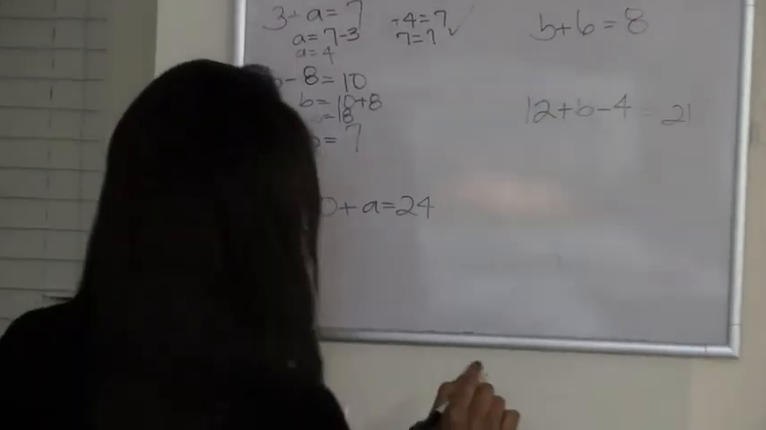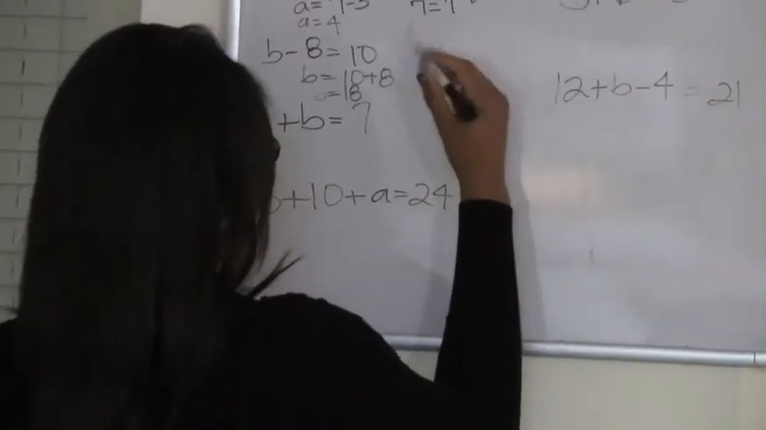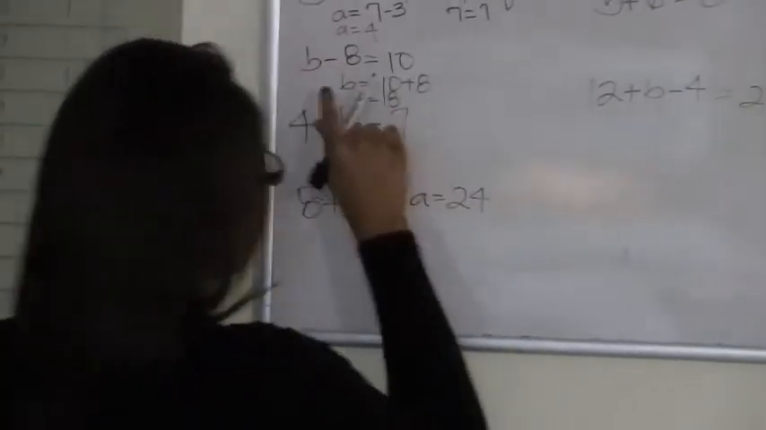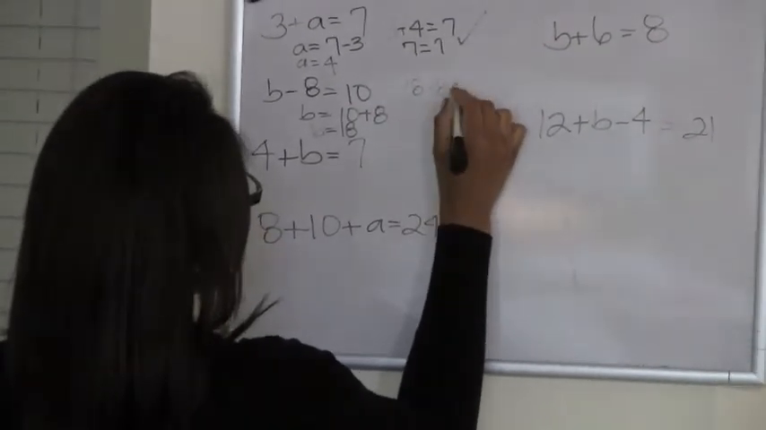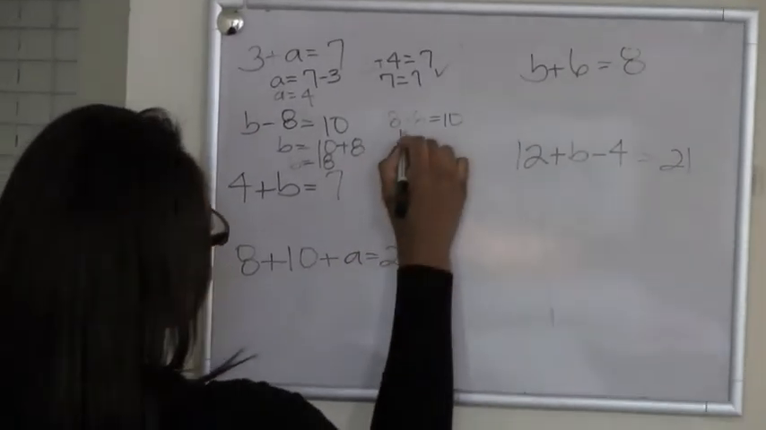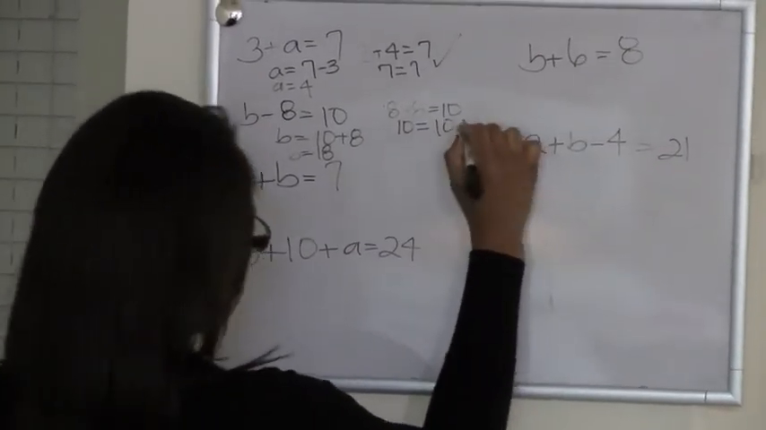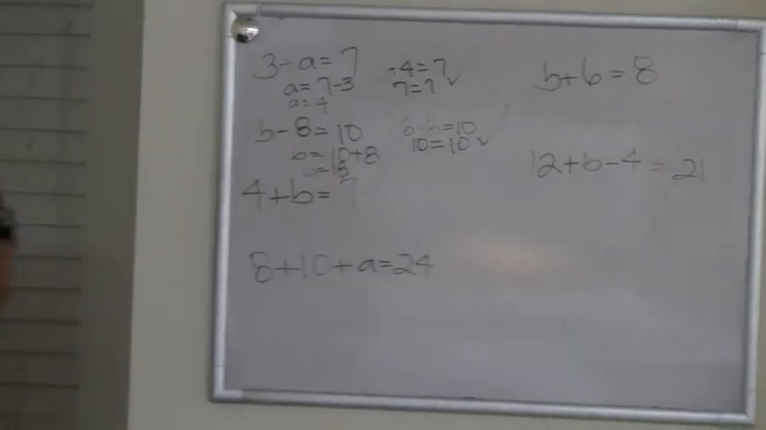And then to check your equation, you plug the 18 in for b. You have 18 minus 8 equals 10, which equals your equation. It balances out perfectly.